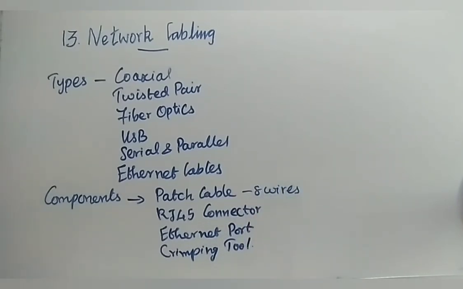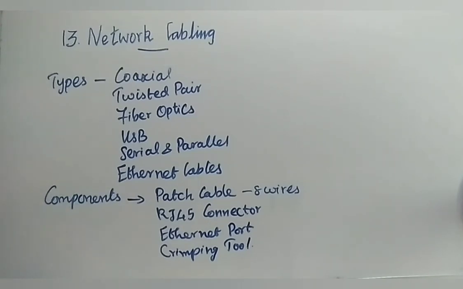Next we finished the RJ45 connector. In that we discussed the wiring schemes and the color codes, both for the connector pins and for the connector port, that is, the Ethernet port. We discussed the pin details. Next we finished in detail the Ethernet port. There we discussed that the Ethernet card is a network interface card. Next we finished the crimping tool. In that we discussed the crimping process.